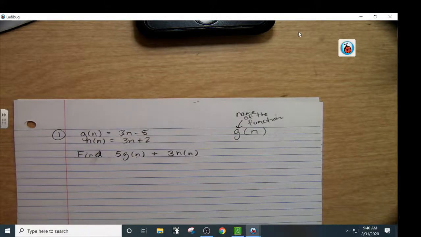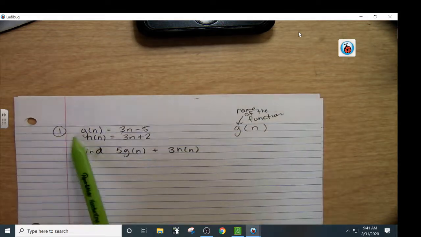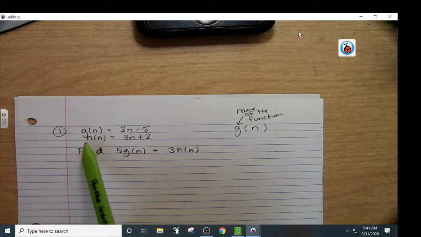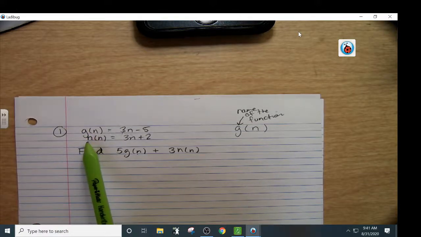The reason they come up with different letters for the names of functions is that if you have more than one function on the graph, you can identify them. Because if you just said y equals a function, and both of them were equal to y, you really wouldn't know which one they were talking about. So for instance, this one's name is g, and this one's name is h. Function h.